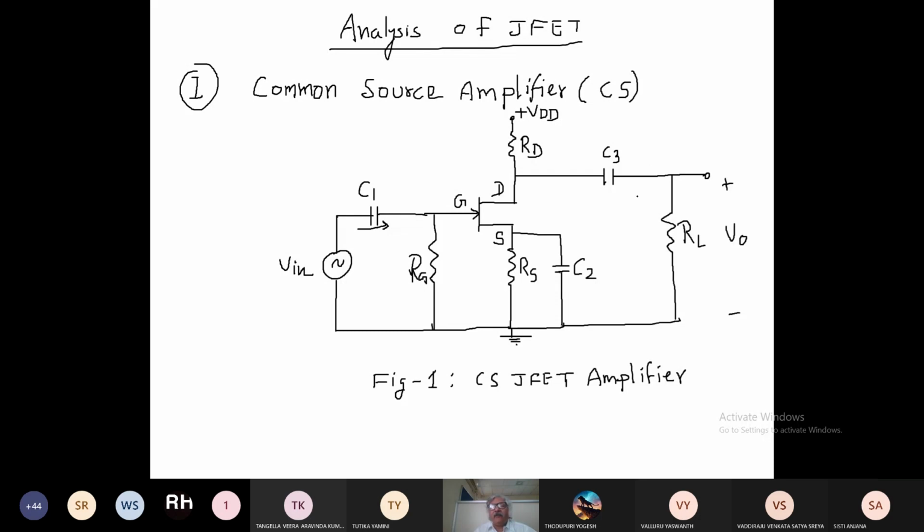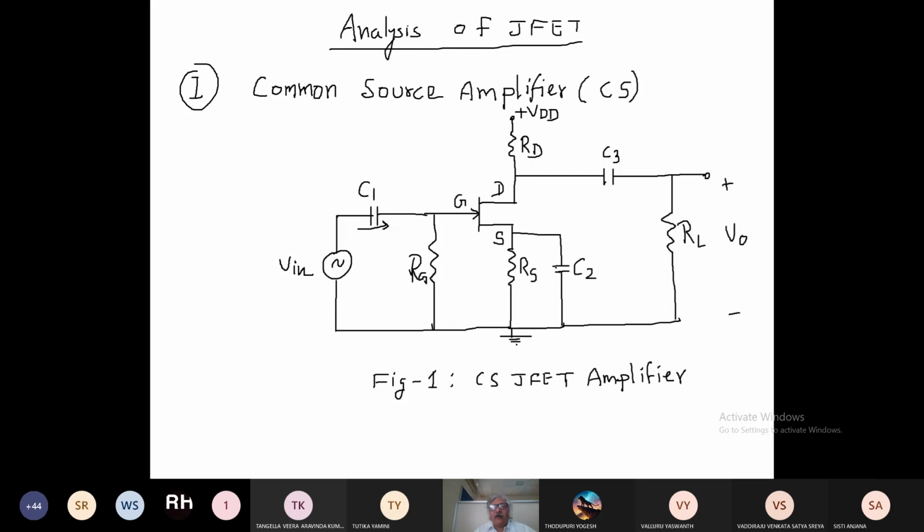And you see at the output side, C3 is a coupling capacitor, so the amplified signal, which is an AC signal, will pass through C3. Whereas this VDD is a DC voltage, so it acts as an open circuit and will not allow that VDD to pass through it. So at the output, you will get only the amplified AC signal, right? And C2 is a bypass capacitor, right?